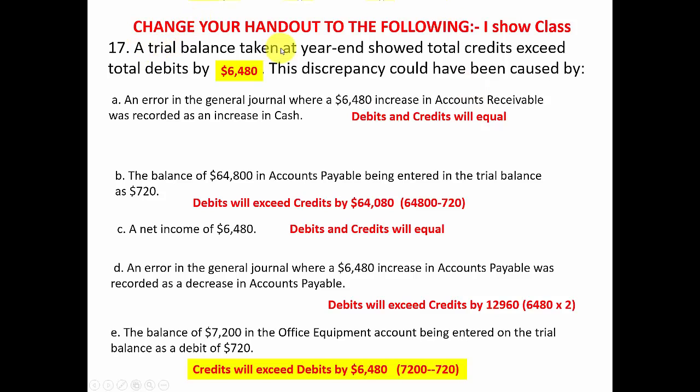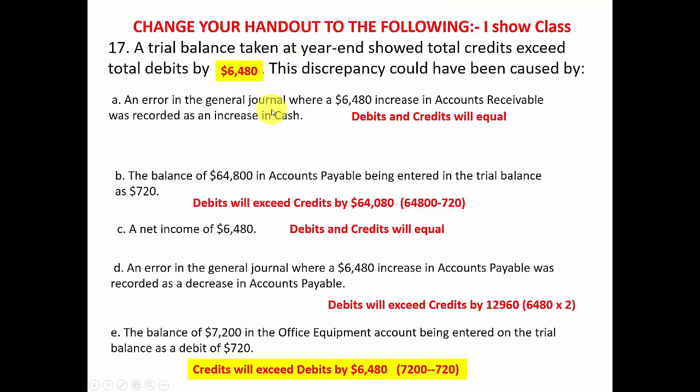A trial balance taken at the end of the year showed total credits exceeding total debits by $6,480. So the credit side's higher. It should be the same, but the credit side's higher by $6,480. This discrepancy could have been caused by what? Well, you're supposed to figure out how you would get a situation where your trial balance is out of balance by $6,480. So let's see what we got here.